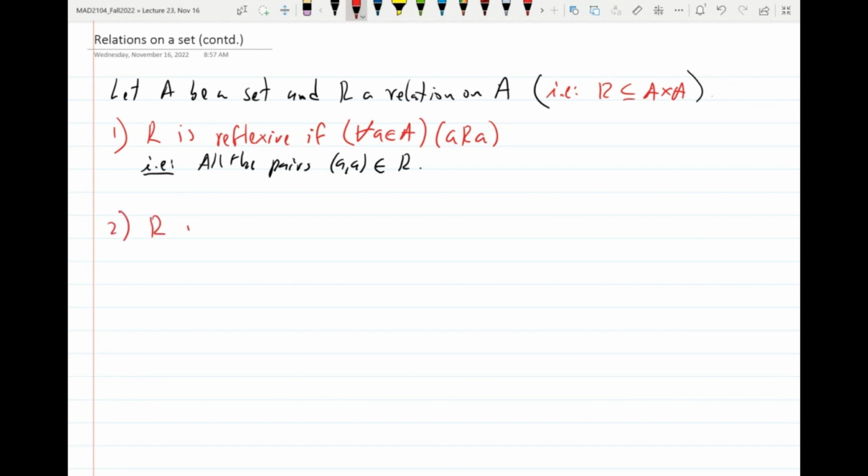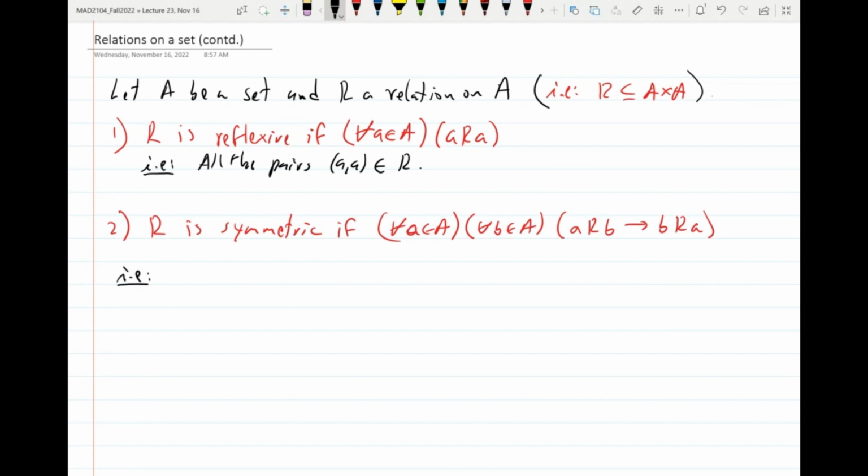The other notion that we talked about was symmetry. So R is symmetric if for all a in A, for all b in A, we have that a related to b implies that b is related to a. So in common words, what we're saying here is that if the pair (a, b) is in the relation, then when you flip it, it has to be there. I.e., if (a, b) is in the relation, then (b, a) must be in the relation as well.